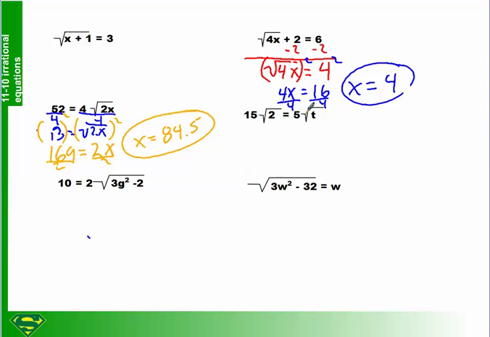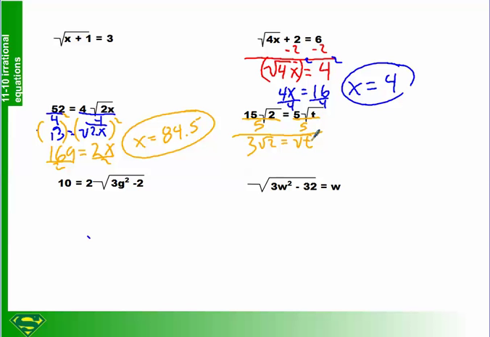Now, in this case, we have square roots on both sides. But this square root has our variable t. So really, we're trying to isolate this variable. At the moment, we're multiplying it by 5. What's the opposite of multiplying by 5? So let's divide both sides by 5. So we get 3 root 2 is equal to root t.